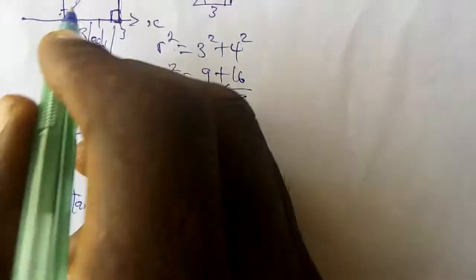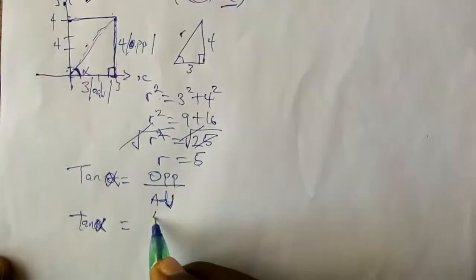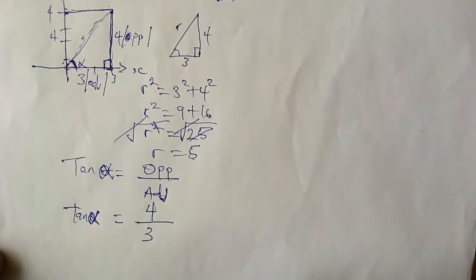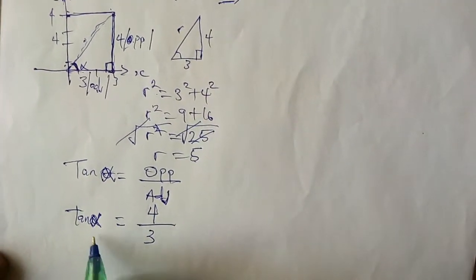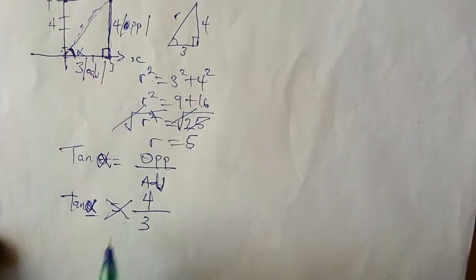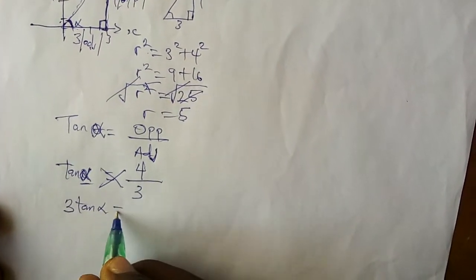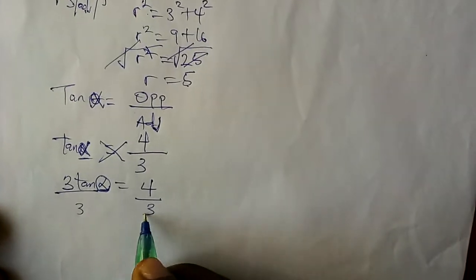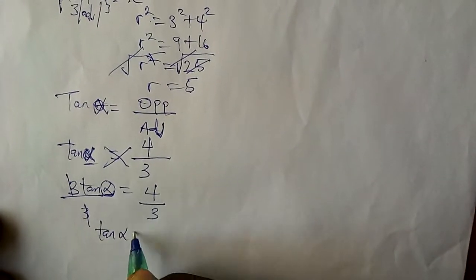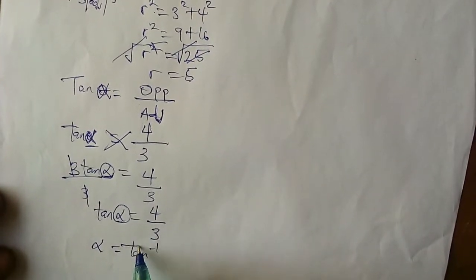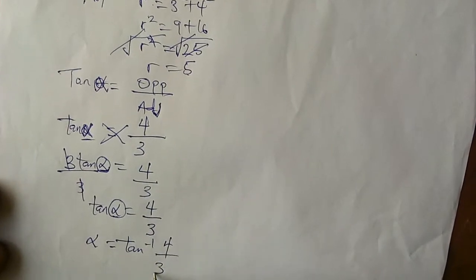So we can say tan alpha equals opposite. What is our opposite? 4, over my adjacent, which is 3. Now we are looking for this angle, so you cross multiply. Then we have 3 tan alpha equal to 4. Now I'm looking for this angle, so we can divide both sides by 3. Then we have tan alpha equal to 4 over 3. This is not what I'm looking for, I want alpha, so my alpha will be equal to the inverse, which is arctan of 4 over 3.